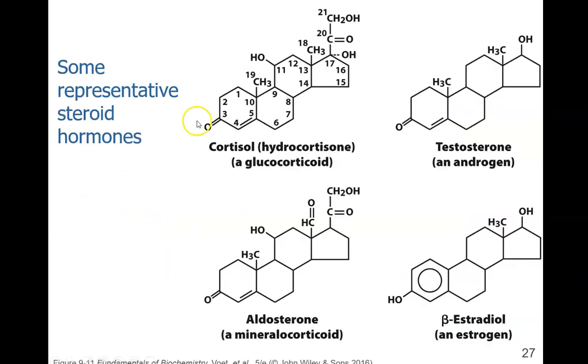Here are some other representative steroids. Cortisol is a glucocorticoid that regulates metabolism, especially during stress. Testosterone is an androgen. Estradiol is an estrogen. Aldosterone is a mineralocorticoid that regulates water balance. And you can see that they all are classified as steroids because they have that planar ring system.